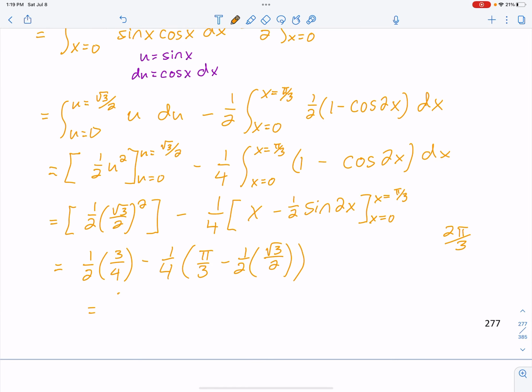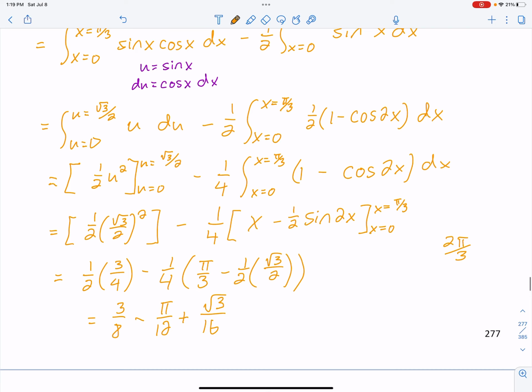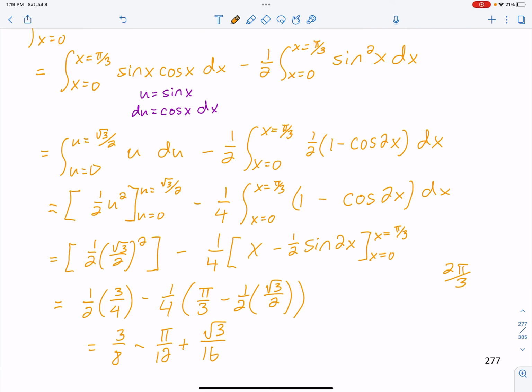So we get 3 over 8 minus pi over 12 plus, and then we can multiply all this out. I'm going to get a minus 1/4 out front. That's going to be over 16, so it's radical 3 over 16. Let's double check that. That's going to be 8, 16. Yep. So I think that's a great answer. It doesn't simplify in any way there. I mean, you could probably get it down to one denominator, but honestly, it's not really making our answer any simpler for us. Right, so get your integration practice in.